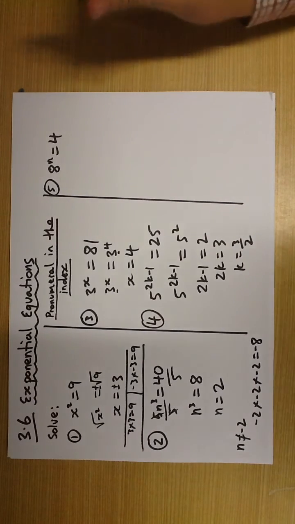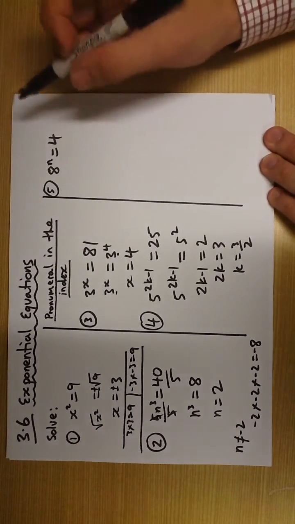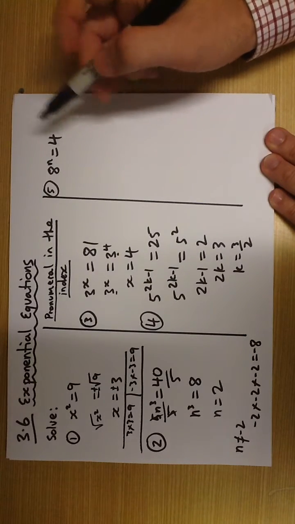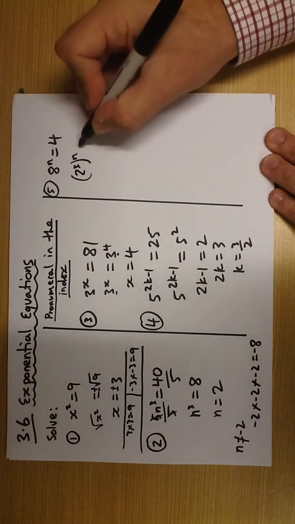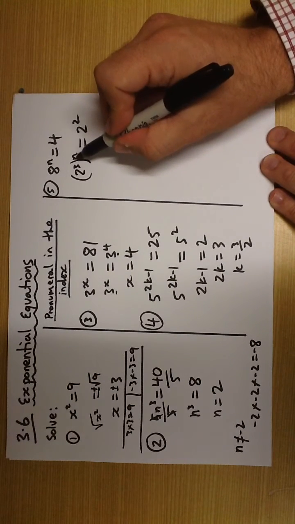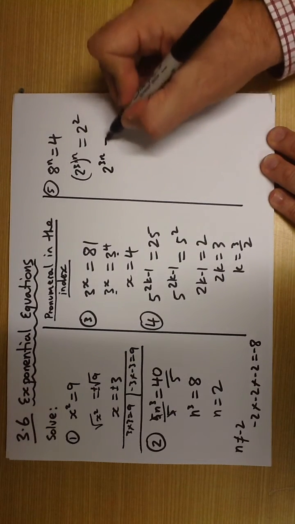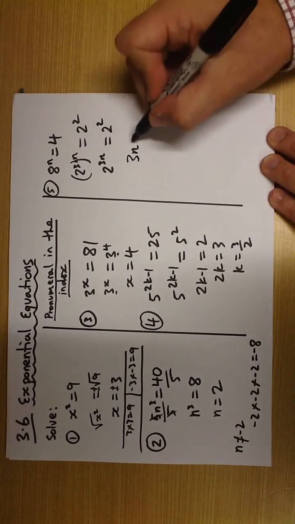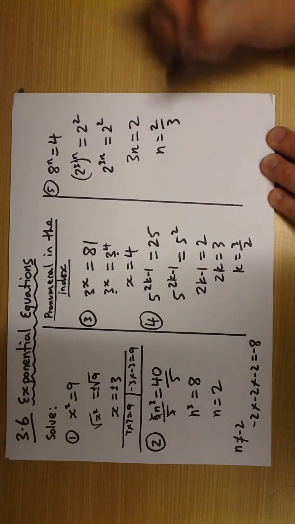Alright, now this is question 5. Let's have a look at this one. Here you can't make them the same base directly, so you've got to try and work out what to do here. 8's the same as 2 cubed, so to the power of n, equals 2 squared. Okay, so when you've got this situation, you multiply. So I've actually got 2 to the power of 3n equals 2 to the power of 2. So equate the indices. So I've got n equals 2 on 3.